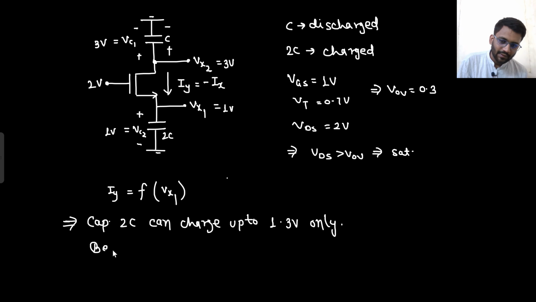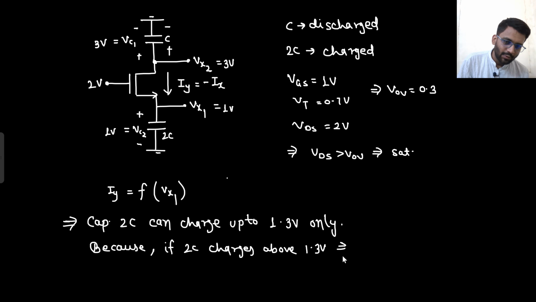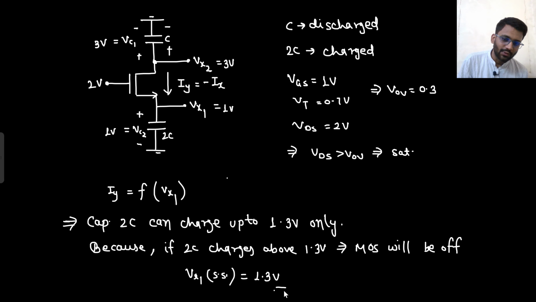Because if 2C charges above 1.3 volt, the MOS will be off. So what will be your Vx1 steady state? That would be 1.3 volt only. Say yes or no. Vx1 would be 1.3 volt only.